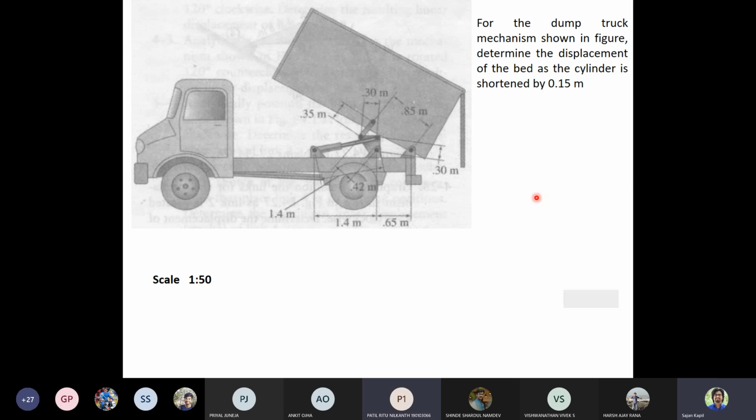All of you, please draw it quickly. And I'll solve this problem along with you in SolidWorks.